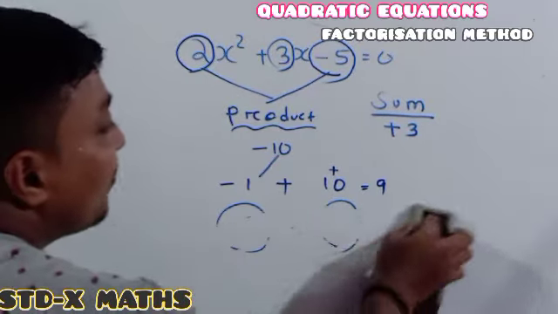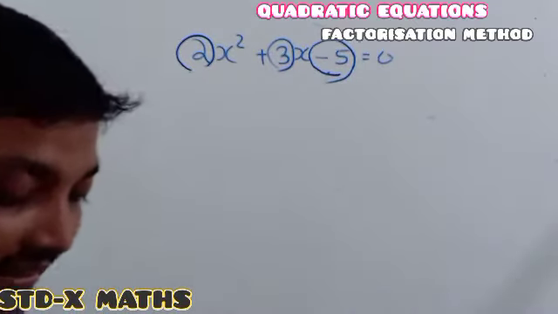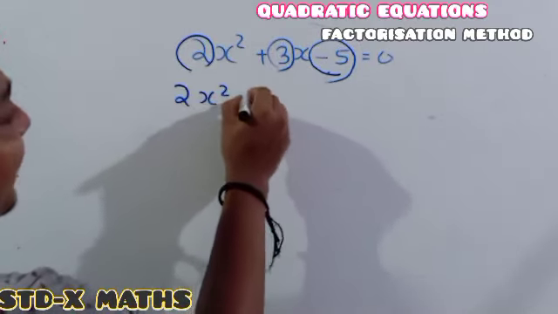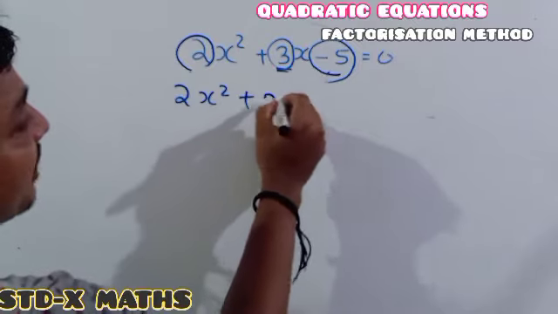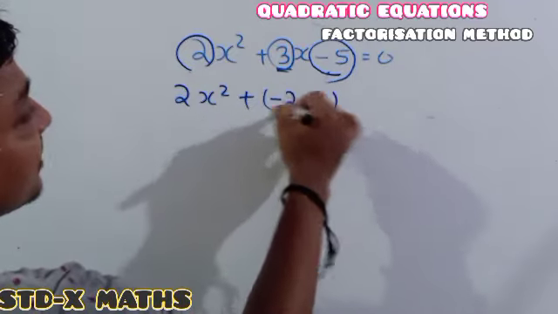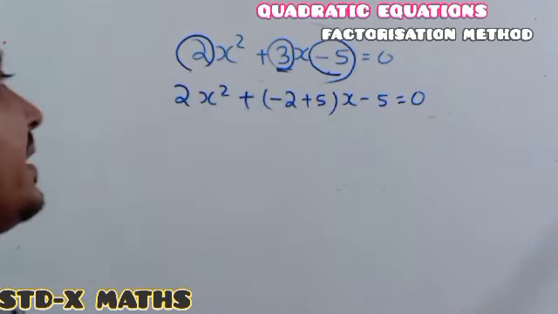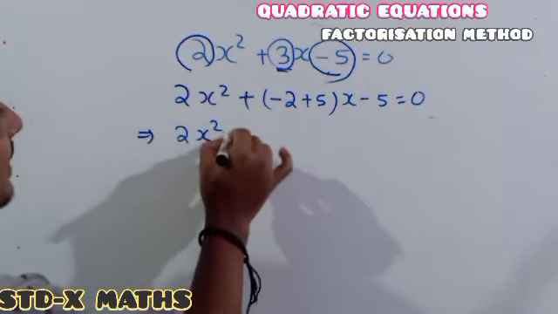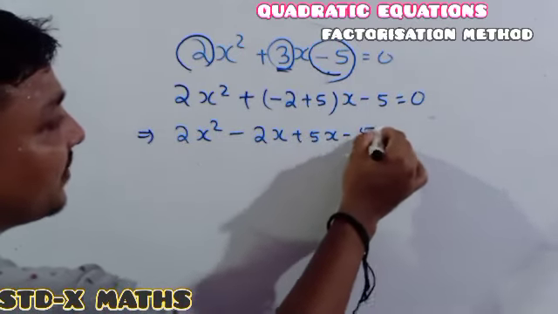Now, where you have plus 3x, you have to write it as 2x square minus 2x plus 5x, since we got the numbers minus 2 and 5. In the next step we open the bracket: 2x square, directly I am writing minus 2x plus 5x minus 5, equal to 0.